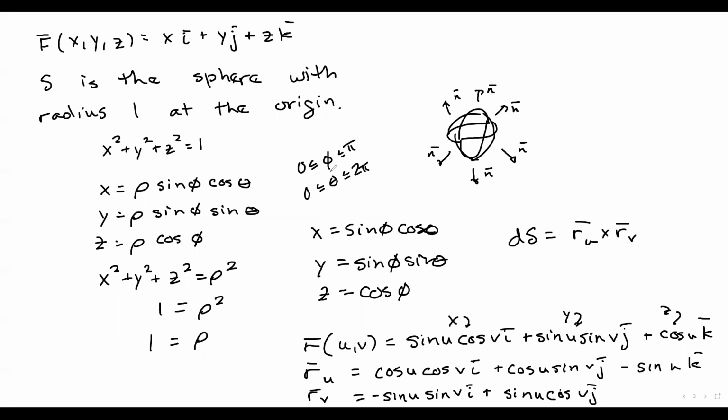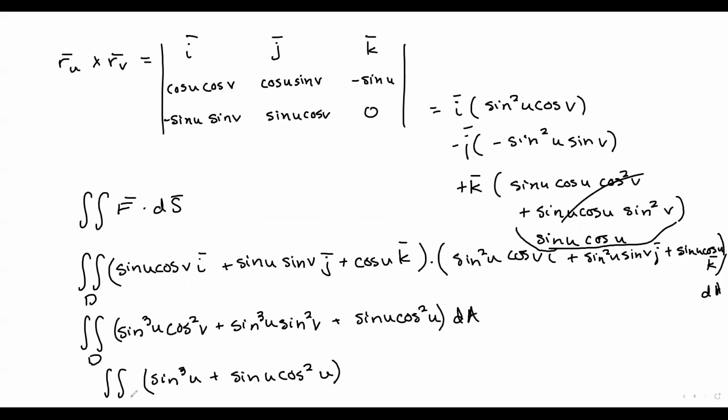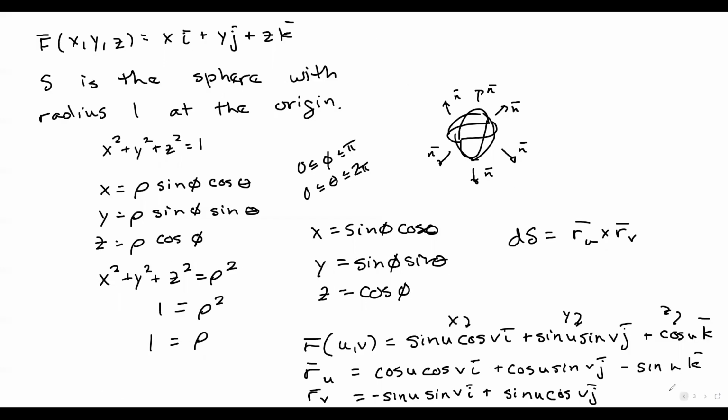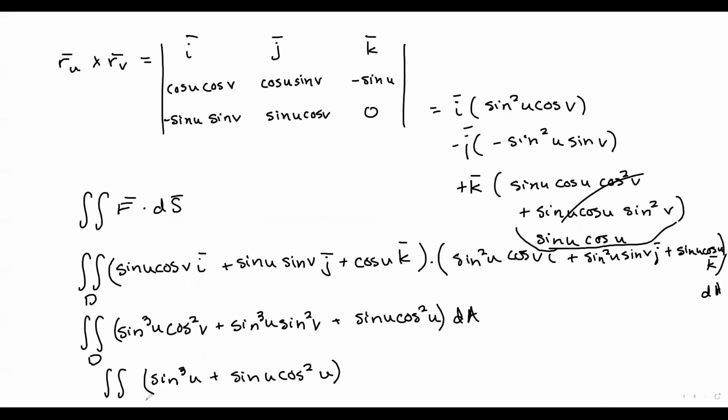Since the bounds here are constants, the order of integration doesn't matter. So we could do u first, and then v will be really easy, right? So what did we say u was? u is our phi values, which goes from 0 to pi. So let's do 0 to pi, and then we'll do 0 to 2 pi, right? There are no v's in here, so that one will be really easy. So we've got du dv.